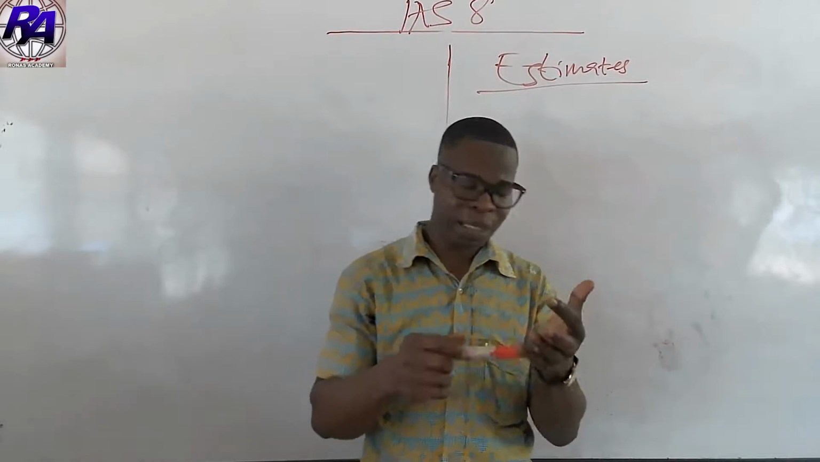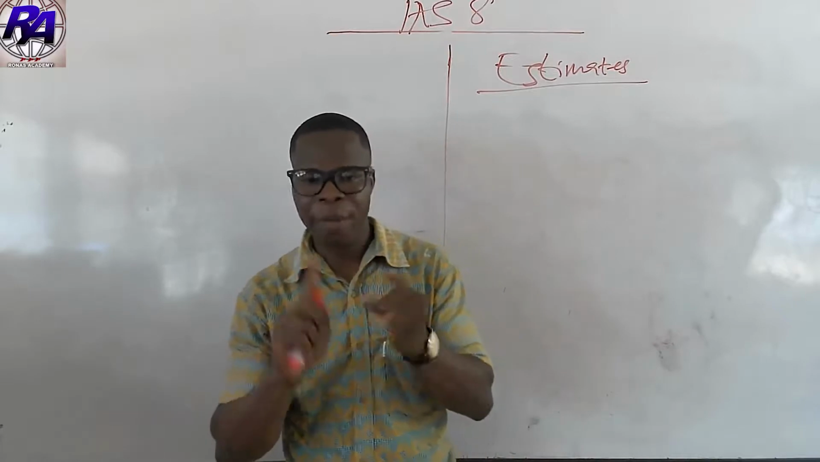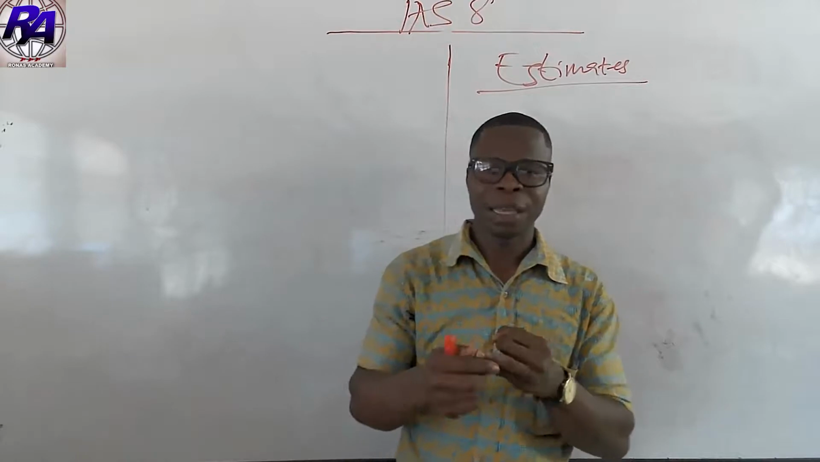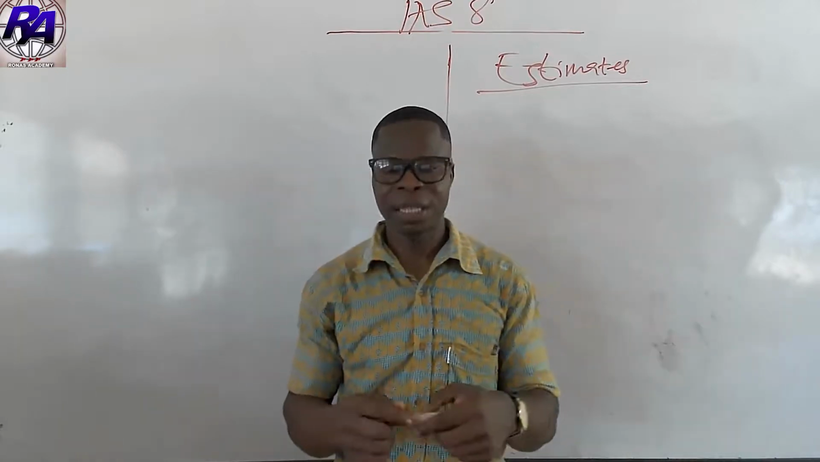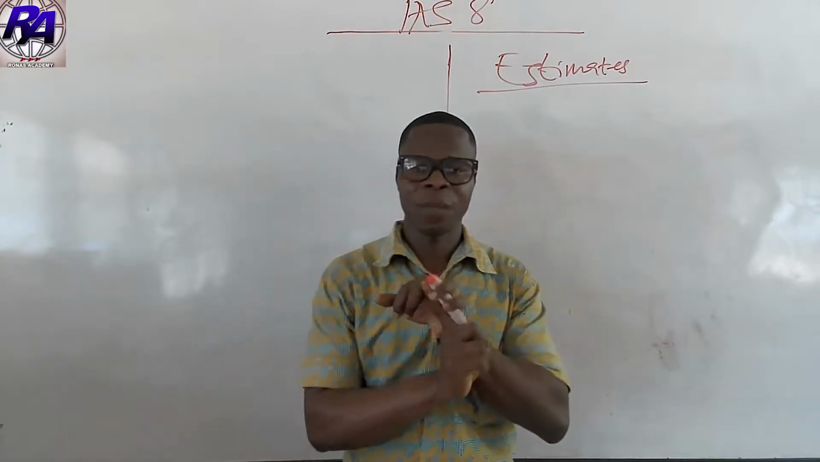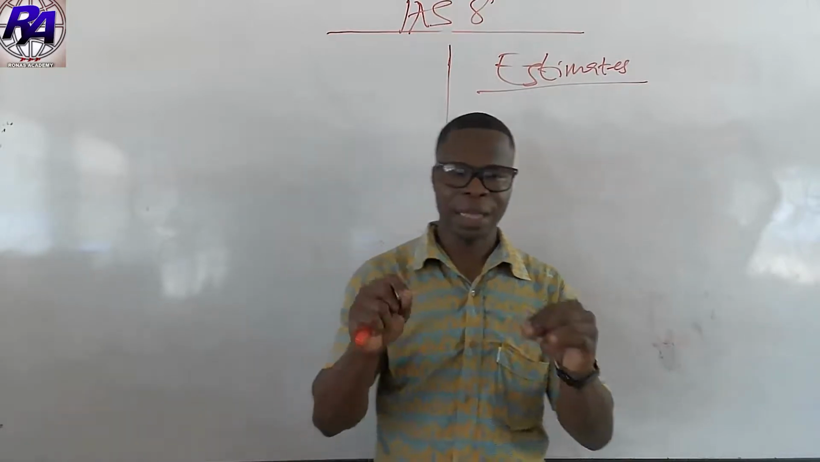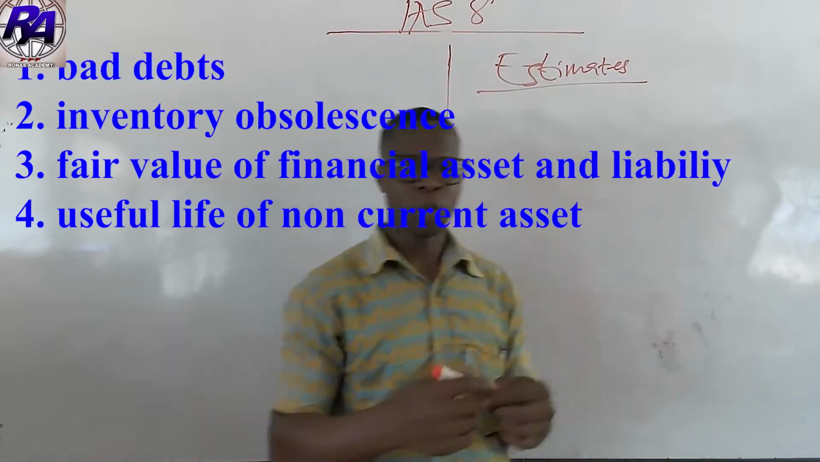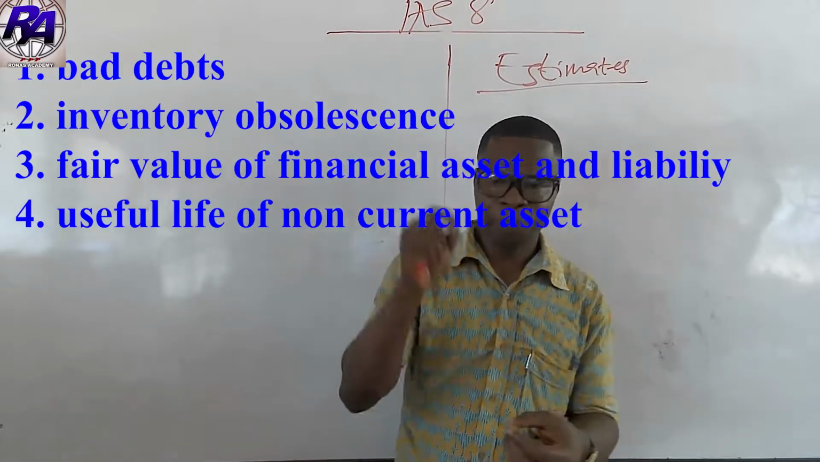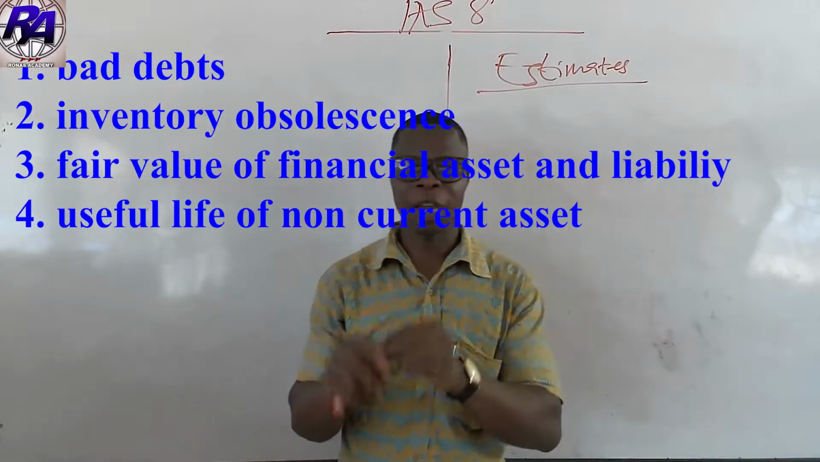Then we say estimate occurs when an item in the financial statement cannot be measured with precision, and there is so much uncertainty about that particular item. Then we are saying that it is an estimate. Examples include bad debt. We have inventory obsolescence. We have the fair value of financial assets and financial liabilities. The fair values of them, they are all estimates.